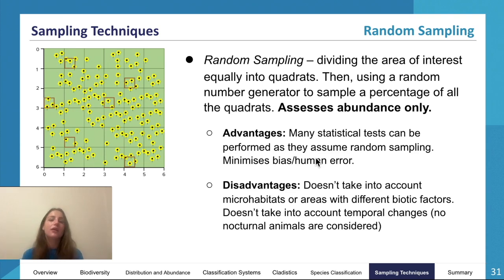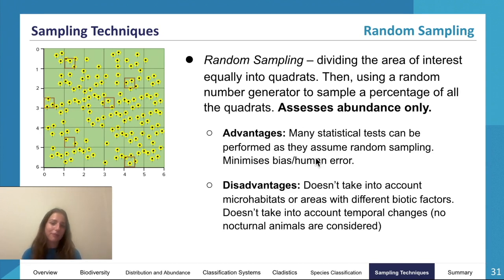One of the primary advantages of random sampling is it allows us to use a couple of statistical tests, many of which assume that the data is collected from a random sample. This just basically increases the reliability of our results or our view of the ecosystem, and in particular enables researchers to draw more accurate conclusions about the abundance of species in an area.